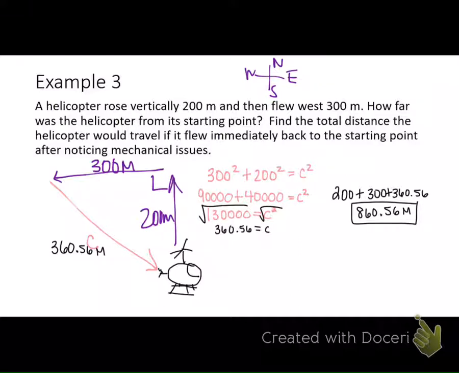The big thing here is you've got to make sure you're actually answering the question that is asked of you. So it's not just asking you for that hypotenuse's distance, it's asking you to find the total distance. So a lot of them have that extra application to it.